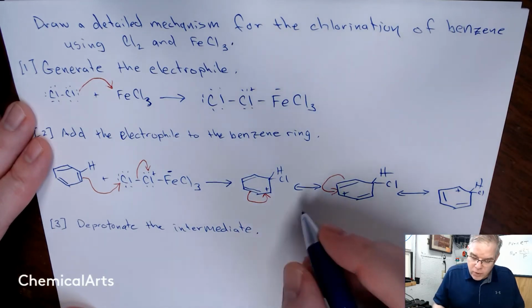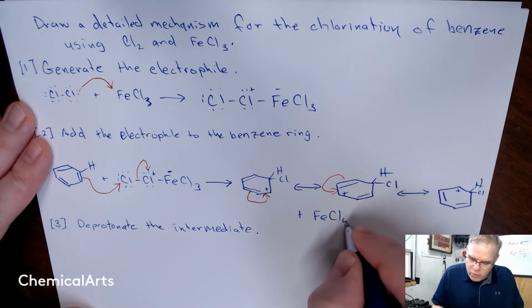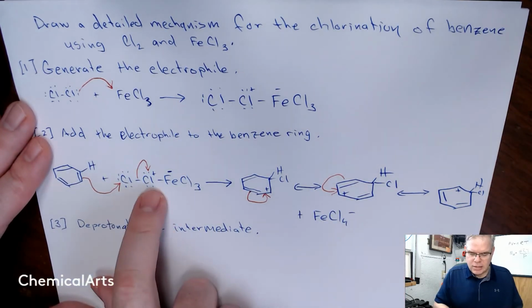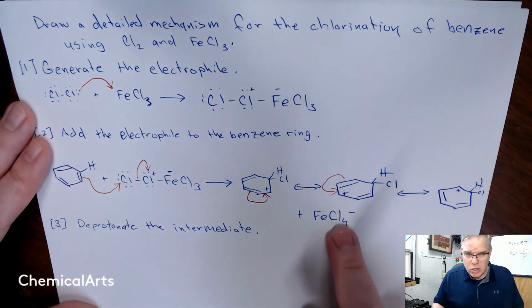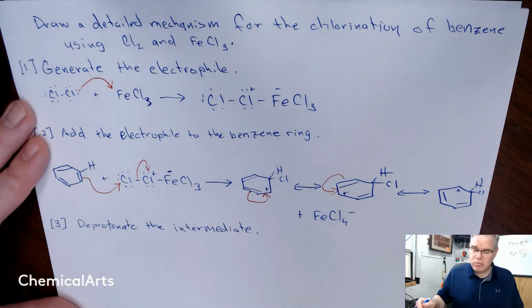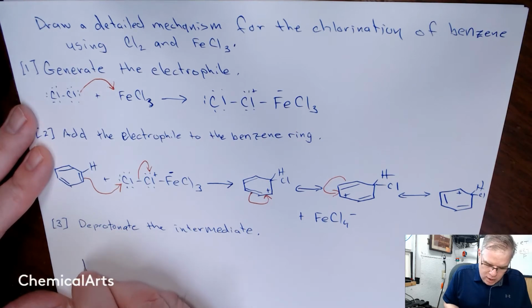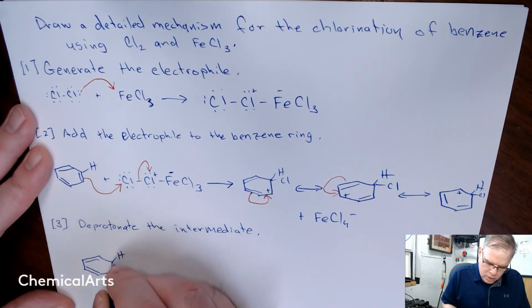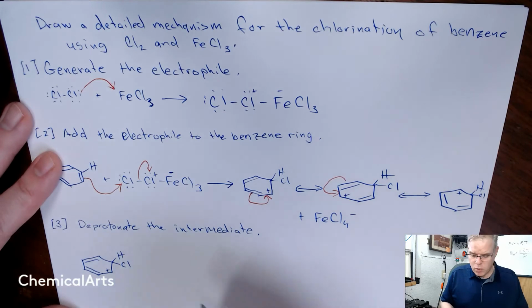Now, we don't want to forget, we also want to draw the FeCl4 minus, and that's simply what was left over of our electrophile when we did this reaction. We are going to use that again in this next step when we deprotonate. So let's deprotonate. So we're going to take this structure and deprotonate it.